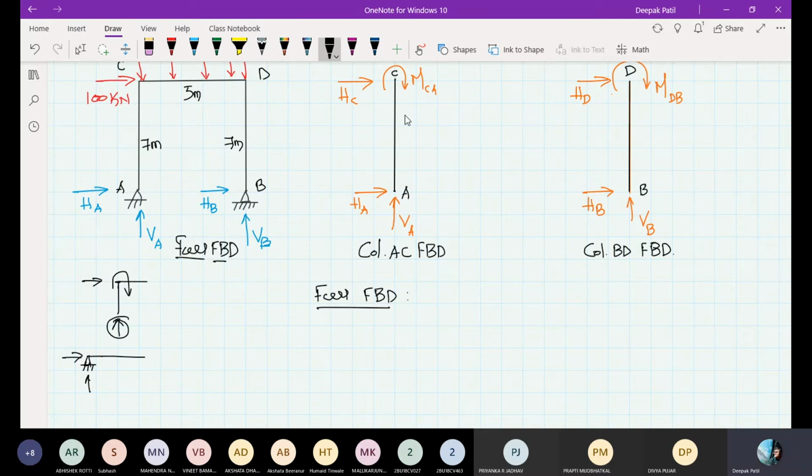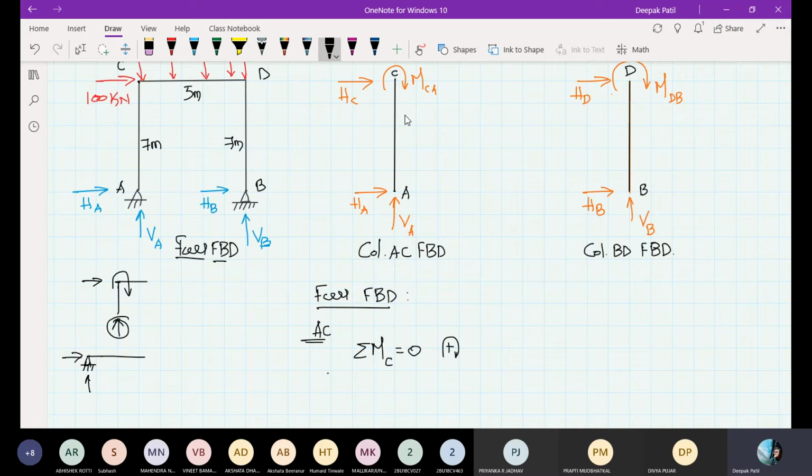Next, for the full free body diagram, in column AC only, I will apply the summation of all the moments at point C equal to 0, and the sign convention to be followed is clockwise moments as positive. In the full free body diagram, I'm concentrating on column AC, taking moment at C equal to 0, with all clockwise moments as positive.